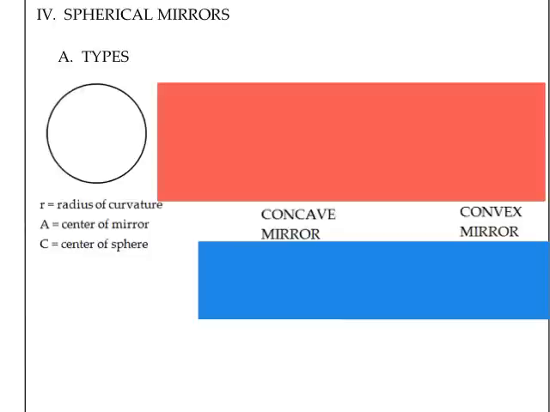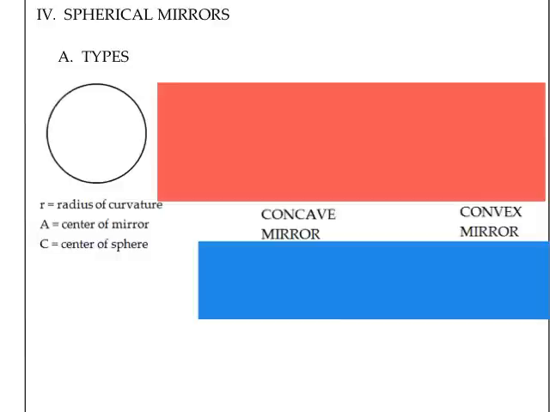In this section, we are going to look at spherical mirrors. Now what that means is if you can imagine a three-dimensional sphere and we were to cut off different chunks of it and we were to have a reflective surface either on the outer part of the sphere or the inner part of the sphere.